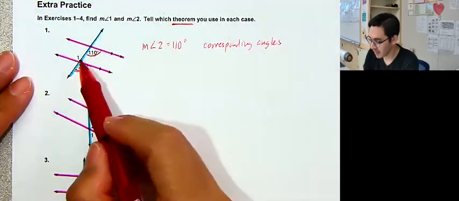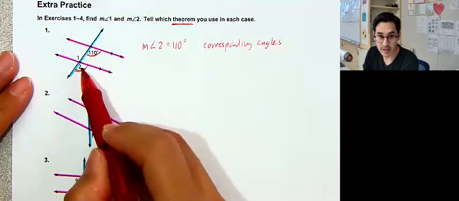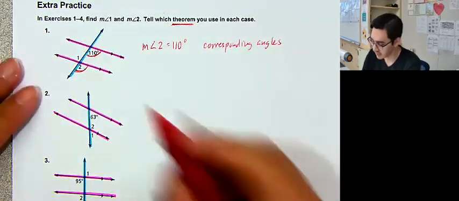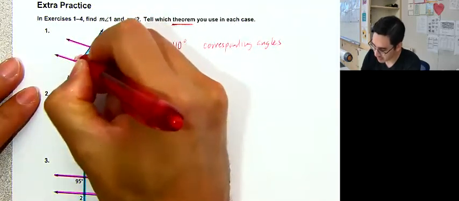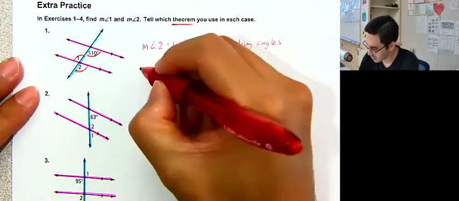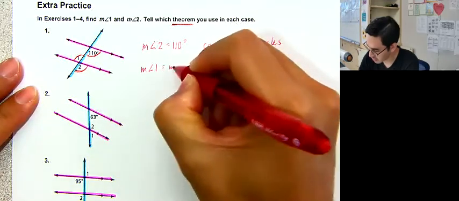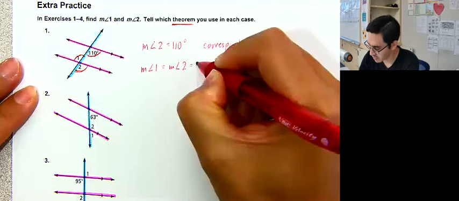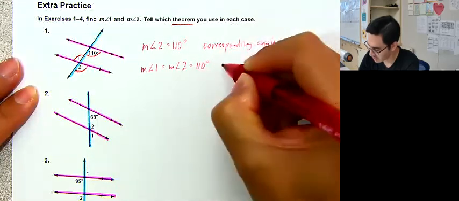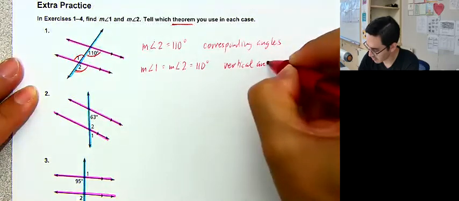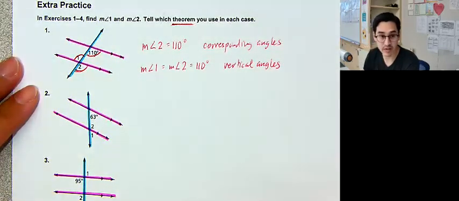Okay. Now angle 1 I can see is across from angle 2, or the technical word there is they're vertical angles, and we know that vertical angles are also congruent. Okay. So we can say that the measure of angle 1 is equal to the measure of angle 2, which we know was 110 degrees. Okay. And so that's the vertical angle relationship.